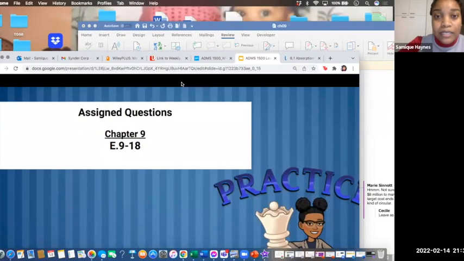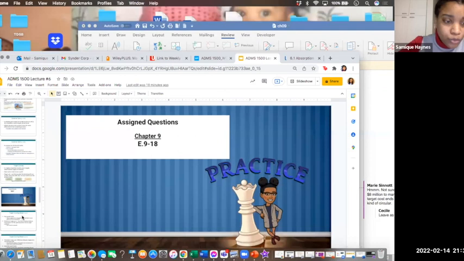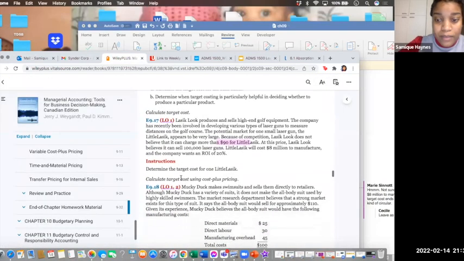So can you please go to question, I don't think I included it, no. So go to question 19 in your textbook. It's right at the bottom here.